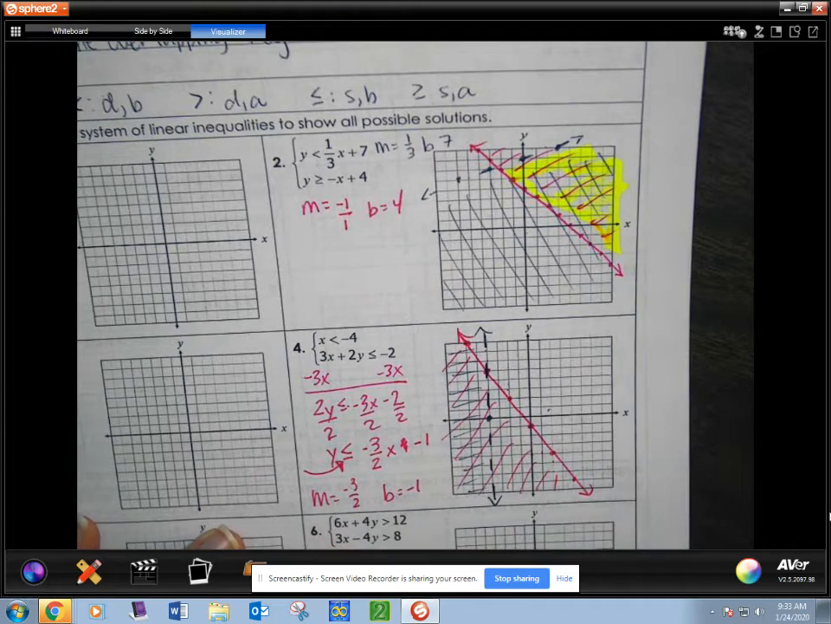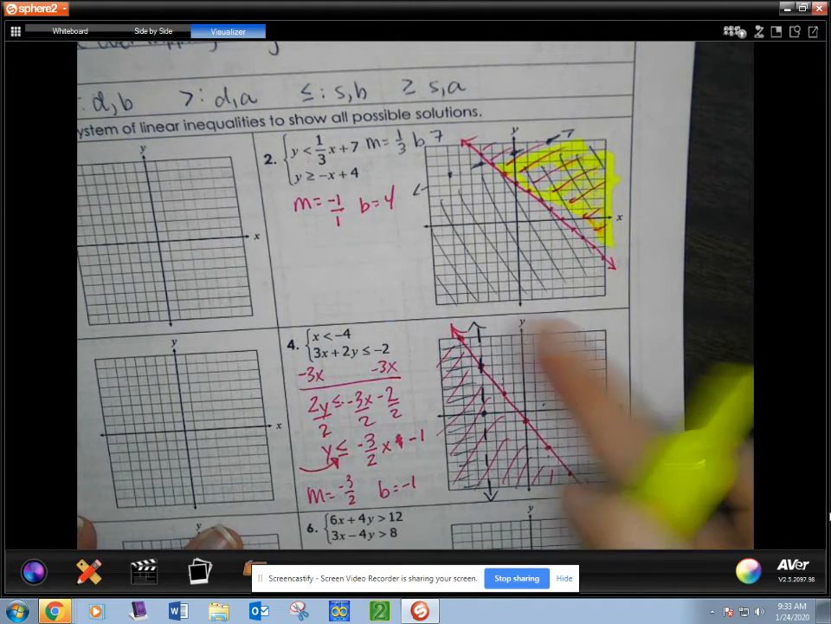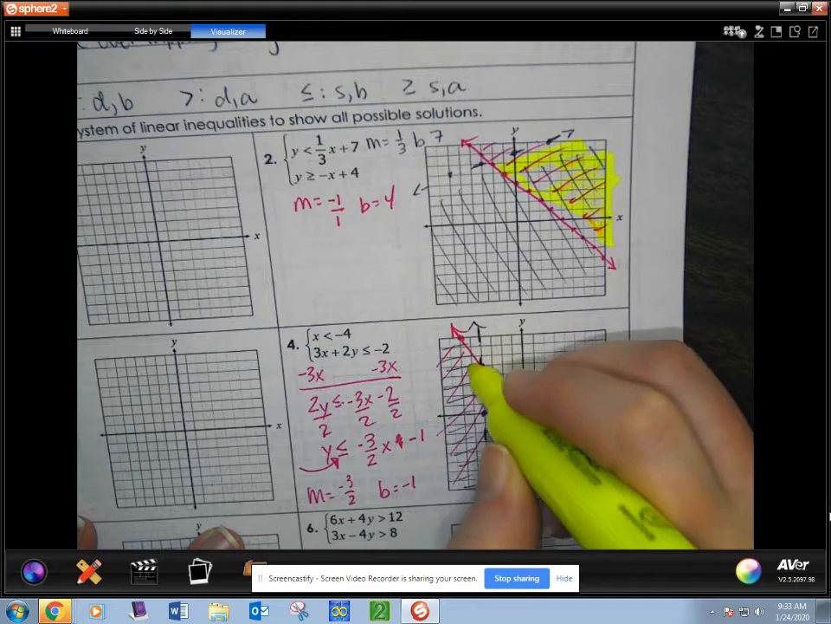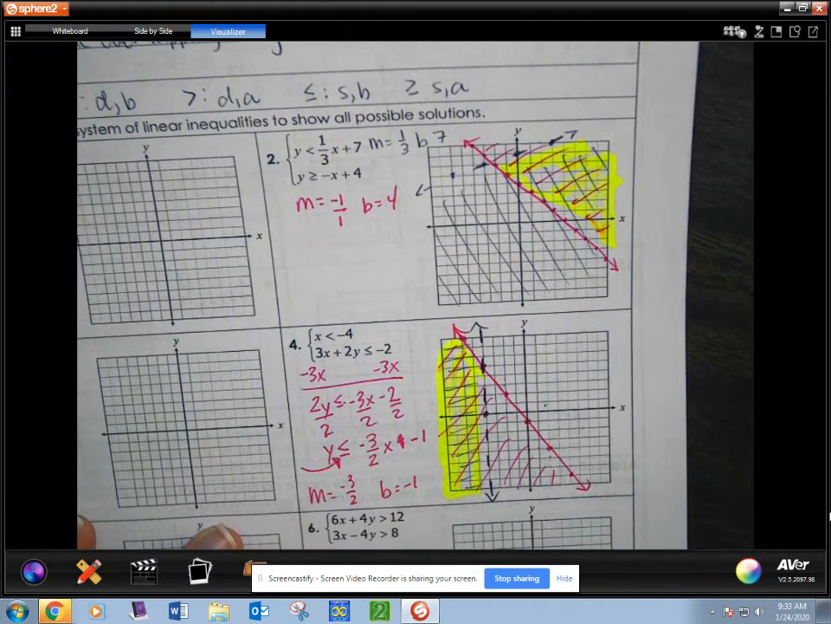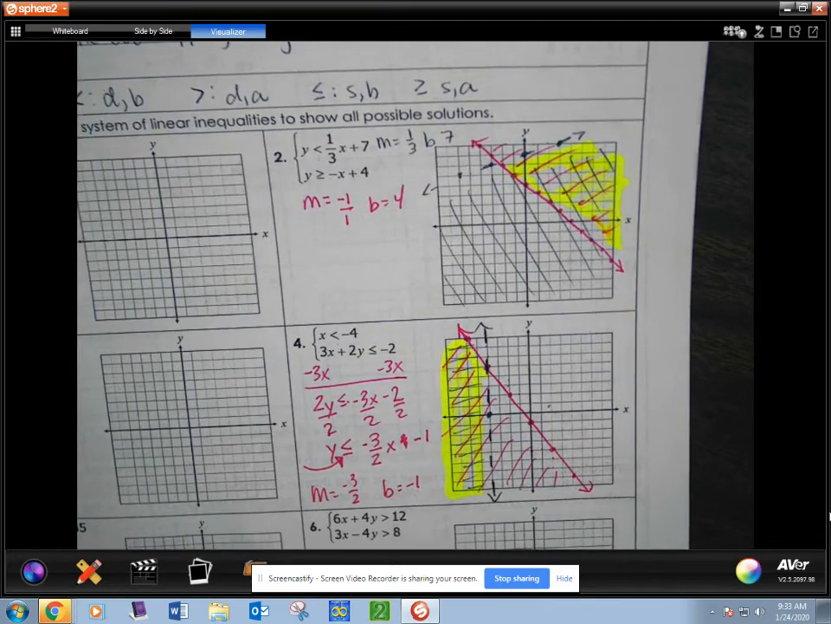Okay, and you see again that there are 4 regions, and one region has both shades in it. So that's my overlap. That's where you would find your actual answer.